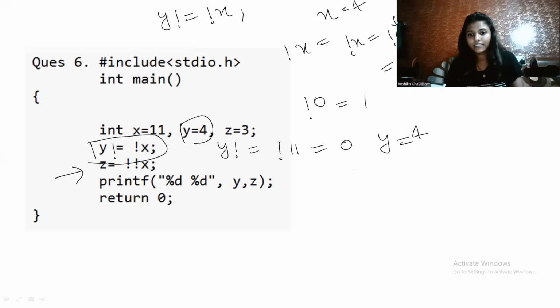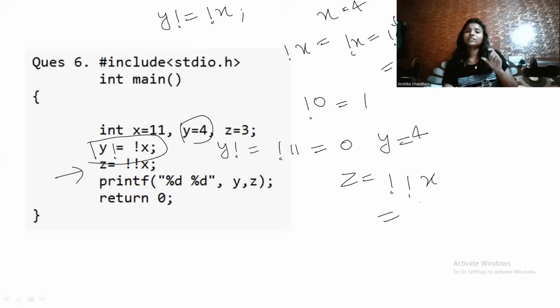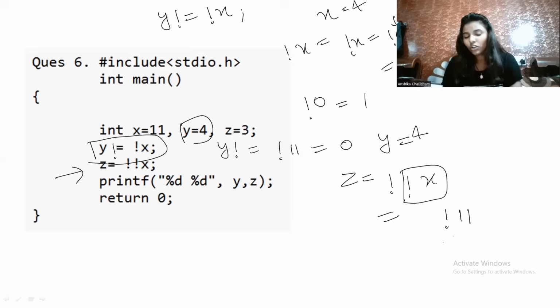Next line is z equals to not operator not operator x. This time the not operator is performed 2 times. So first of all we have to perform on this. What is the value of x? The x value is 11. So not operator 11 will become 0. Now again we are performing the not operator on the 0, so this will become 1. And there is an assignment operator, so we are updating the z value.